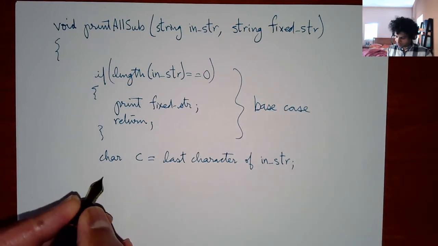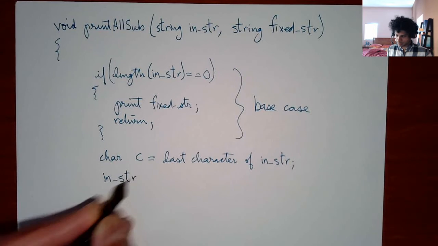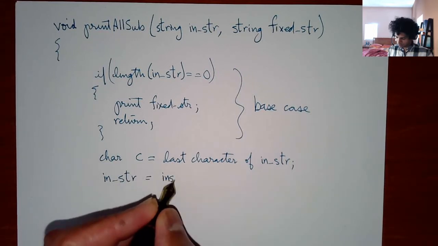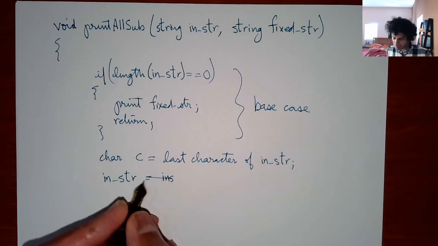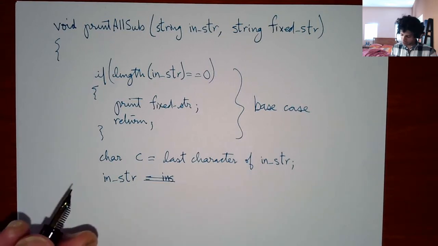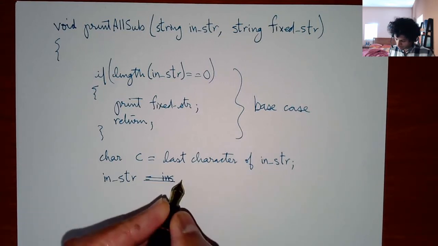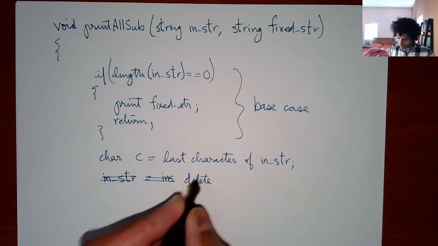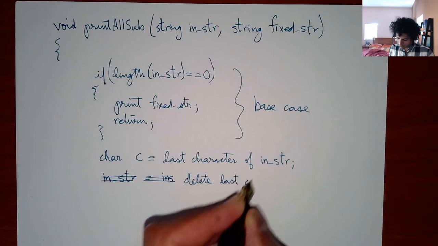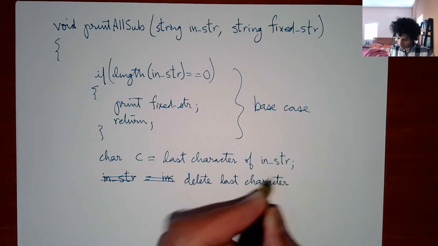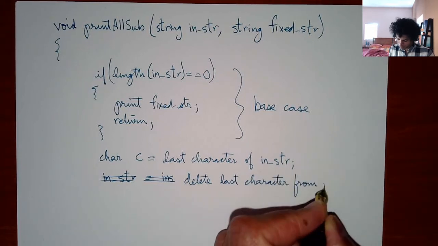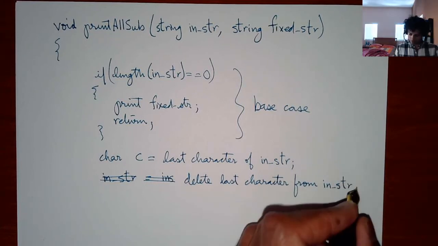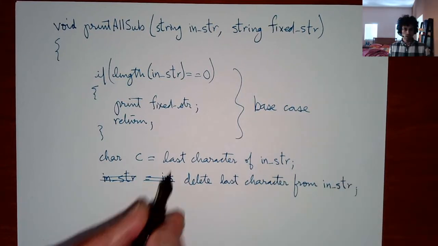Then in string is equal to... or I'll write it out sort of in English, and then you'll see. Delete the last character from the input string, because you've made a decision on that character. You've made a decision on C, so you remove it from there.